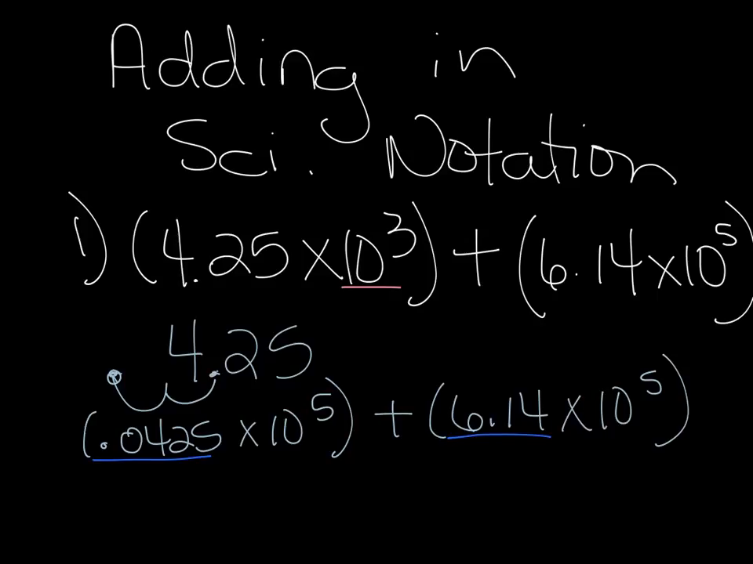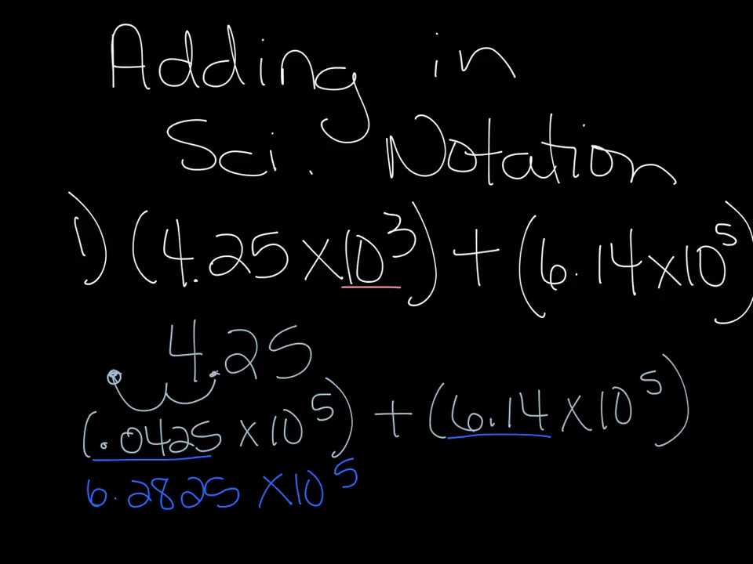This is probably when you'll want to have a calculator out. So if I take 0.0425 plus 6.14, I get 6.2825, and then times 10 to the fifth. You don't do anything to the exponents. All we do is change the number in front after we have the same exponents.